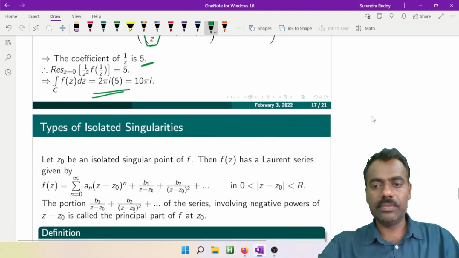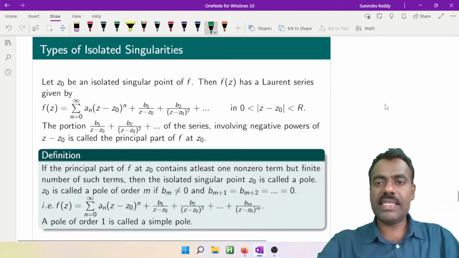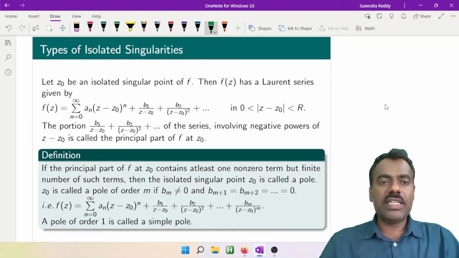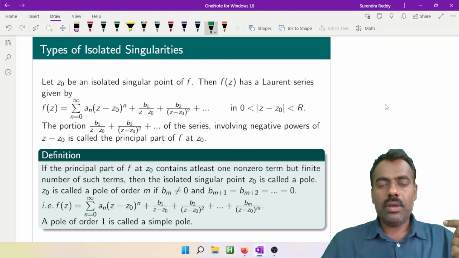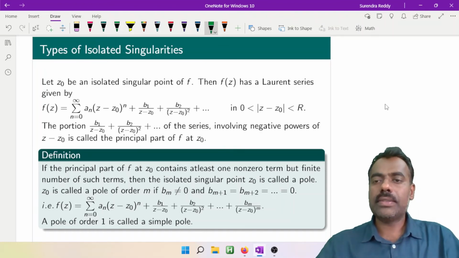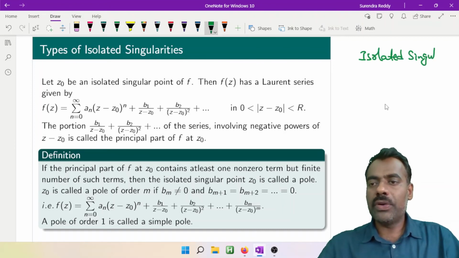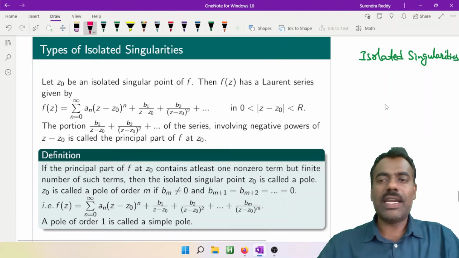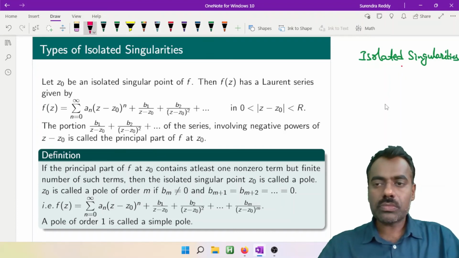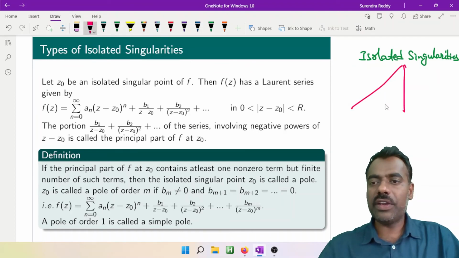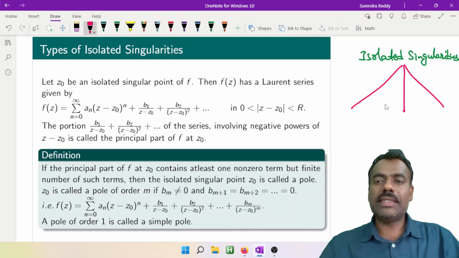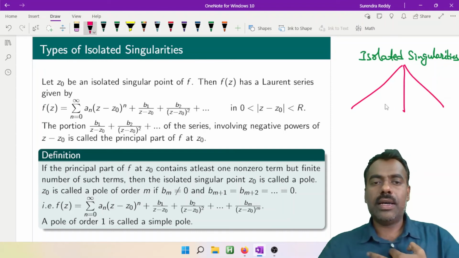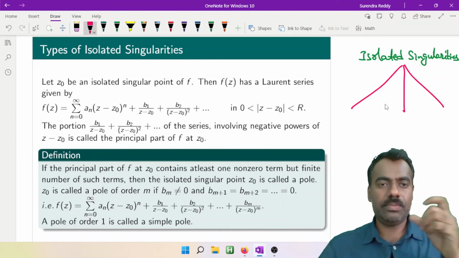Okay, fine. Now we come to the last section in this class, which is nothing but isolated singularities. We can classify them into three categories. Isolated singularities. I'll just explain in brief so that you can understand. We can have it in three different forms, based on the Laurent expansion of the given function.